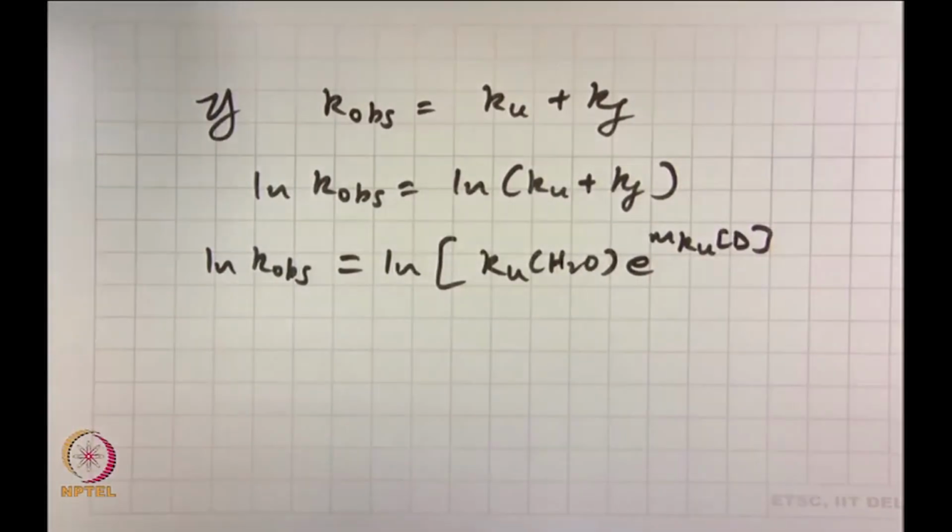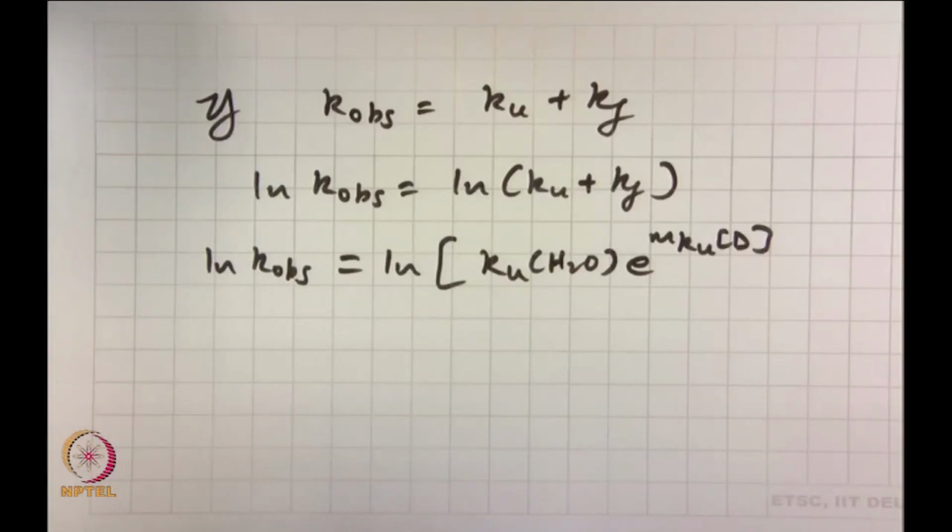This is what we are going to have, right. Remember what did we have? ln Ku was equal to what? ln Ku H2O plus mKu times D. So, then if you take ln Ku minus ln Ku H2O, what would you have? Ku over Ku H2O would be mKu times concentration of D. So, then Ku would be equal to Ku H2O times e to the power mKu concentration of D.